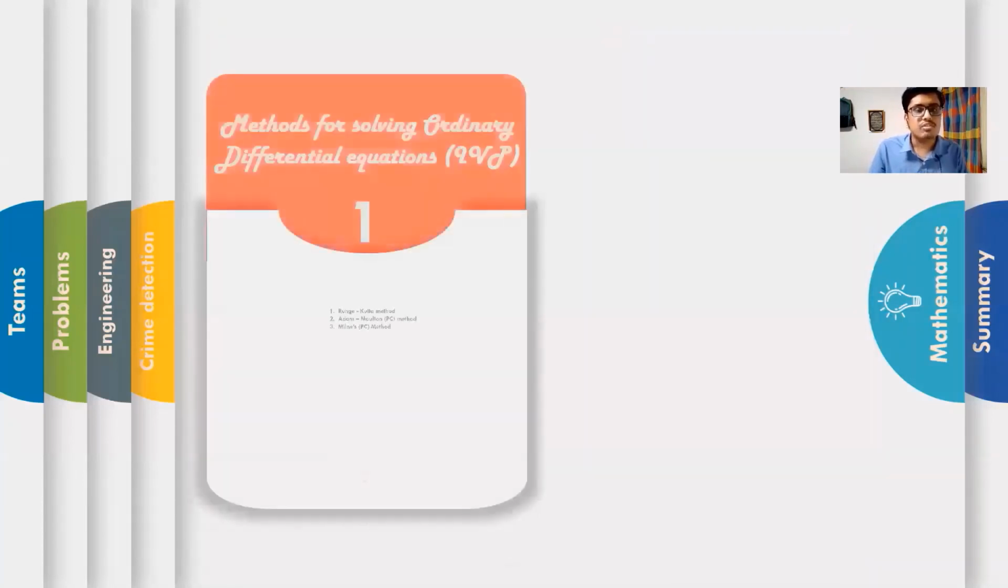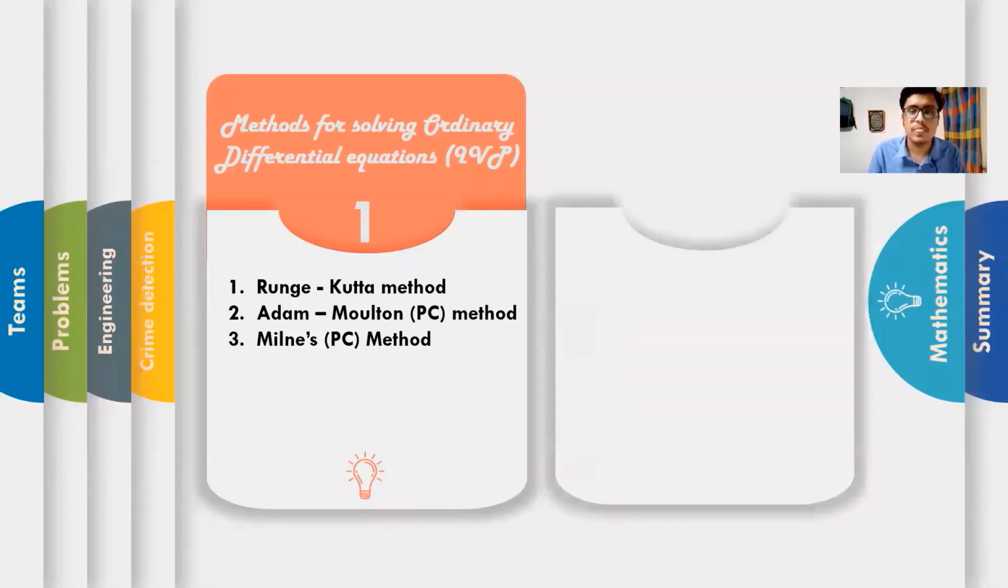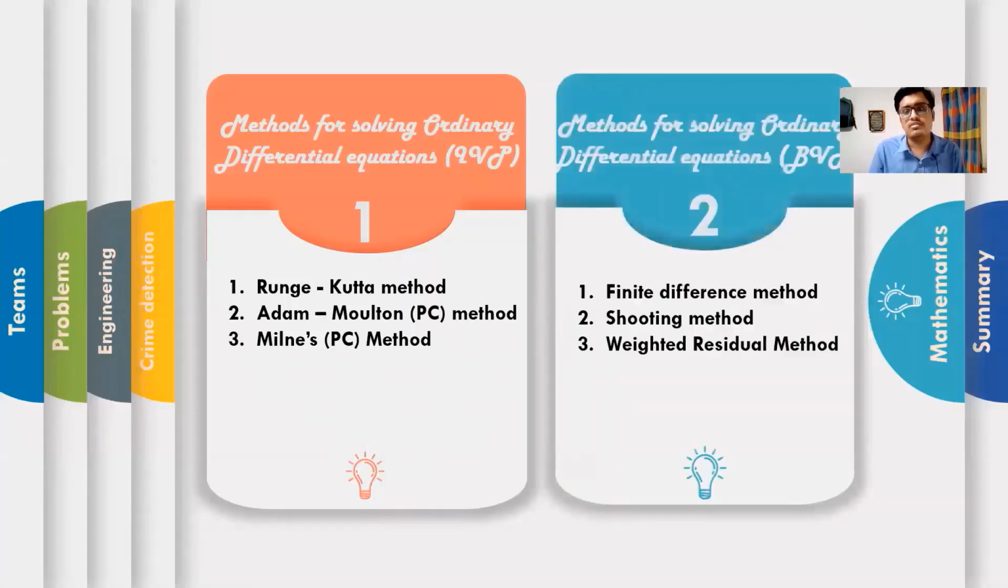Now, there are some methods for solving ordinary differential equations which are initial value problems. These are the Runge-Kutta method, Adams-Moulton predictor-corrector method, and Milne's predictor-corrector method. There are also some methods for solving ordinary differential equations which are boundary value problems. Number one, finite difference method. Number two, shooting method. And finally number three, weighted residual method.